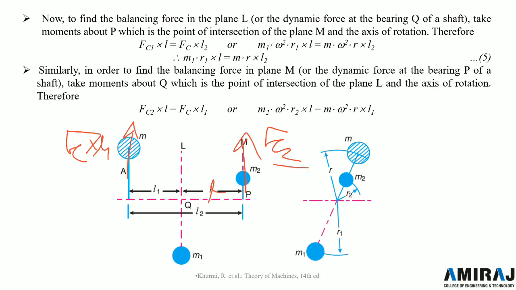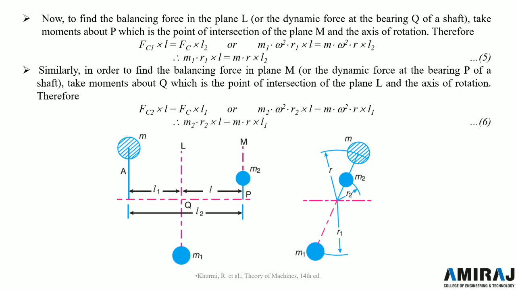The value of FC2 is known, m2 omega square r2, and the value of FC is also known, m omega square r, cross l. By simplifying this we get m2 r2 cross l equal to m r cross l1. So m2 r2 will be equal to m r cross l1 by l. That will be the balancing force in the plane M.